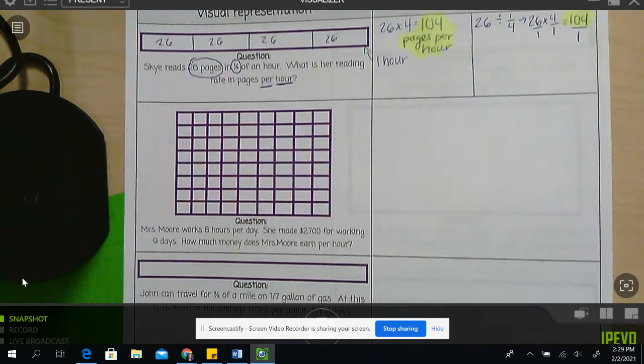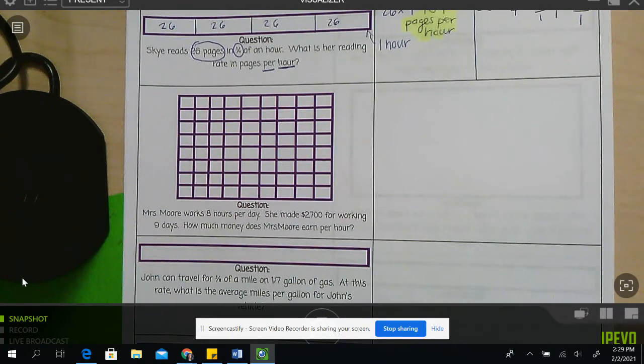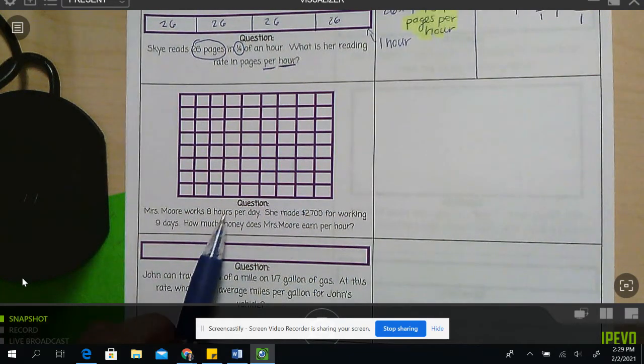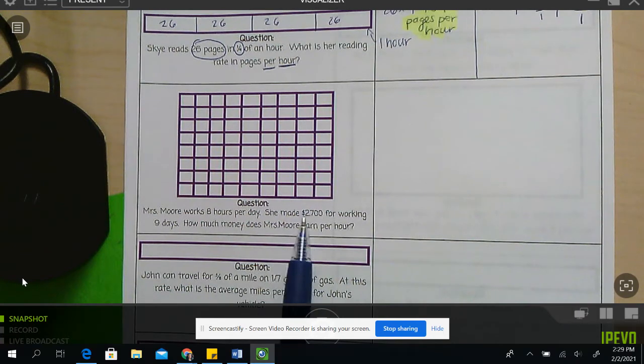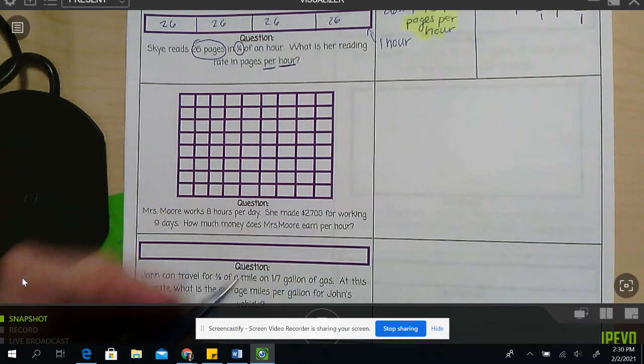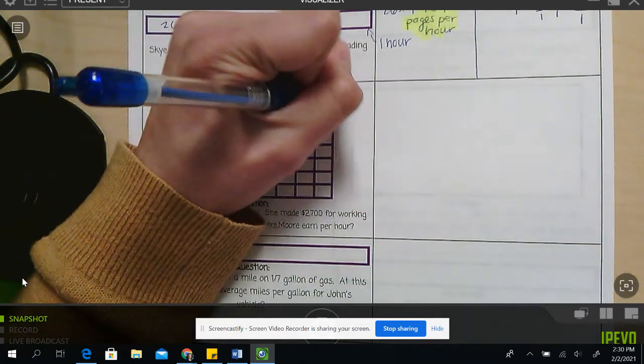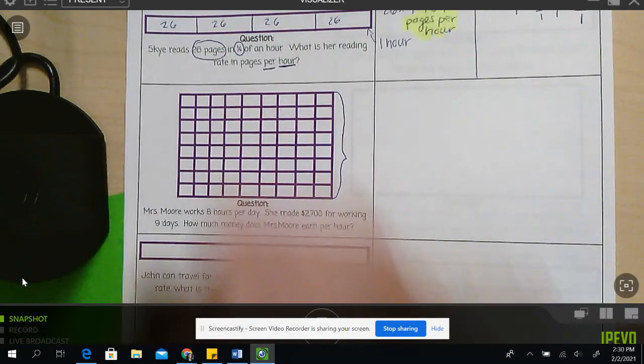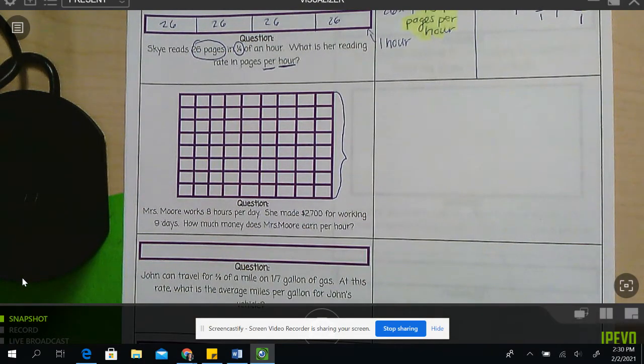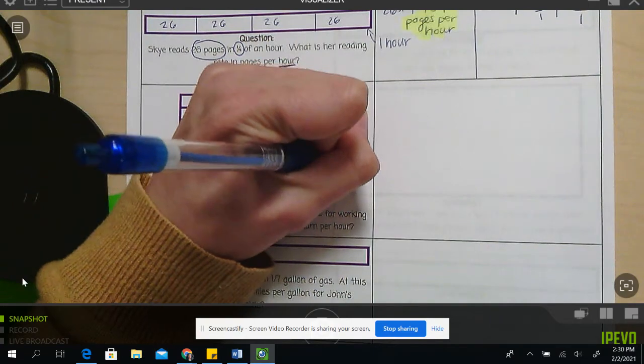Okay, so for the next one, the situation here says that Mrs. Moore works 8 hours per day. She made $2,700 for working 9 days. How much money does Mrs. Moore earn per hour? Okay, so if we know this is going to represent the whole amount of money that she makes. Okay, so she made $2,700.